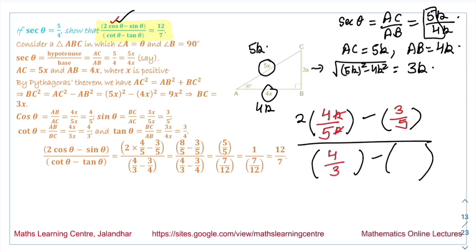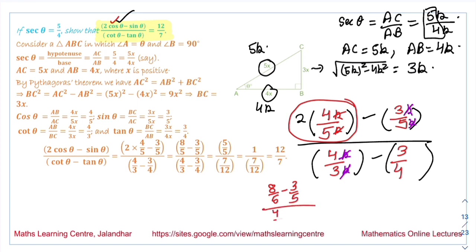These values have k with them, and these k's will get cancelled. And the last value we have is tan theta. The value of tan theta is 3 by 4. On solving this, we have to multiply these two terms. We get 8 by 5 minus 3 by 5 over 4 by 3 minus 3 by 4. So this gives us 5 by 5 over 7 by 12.